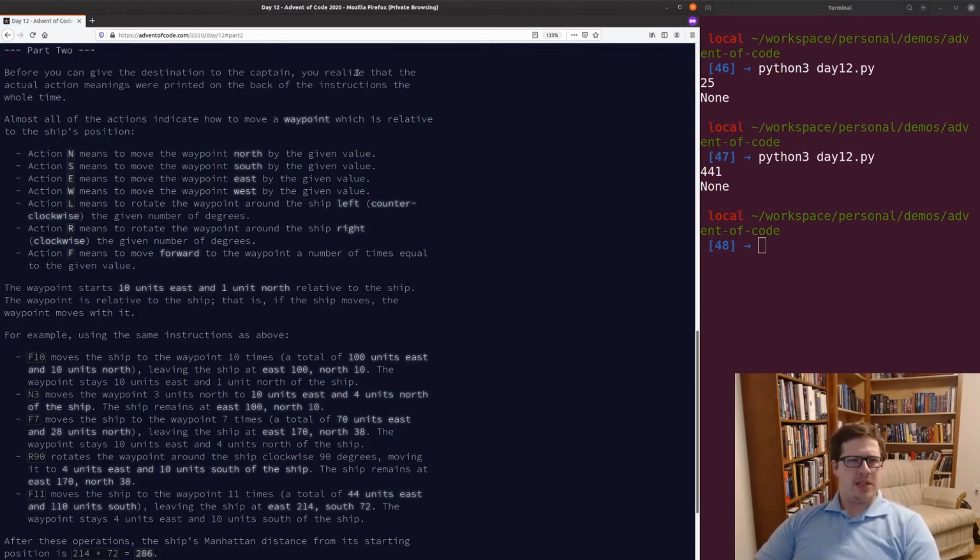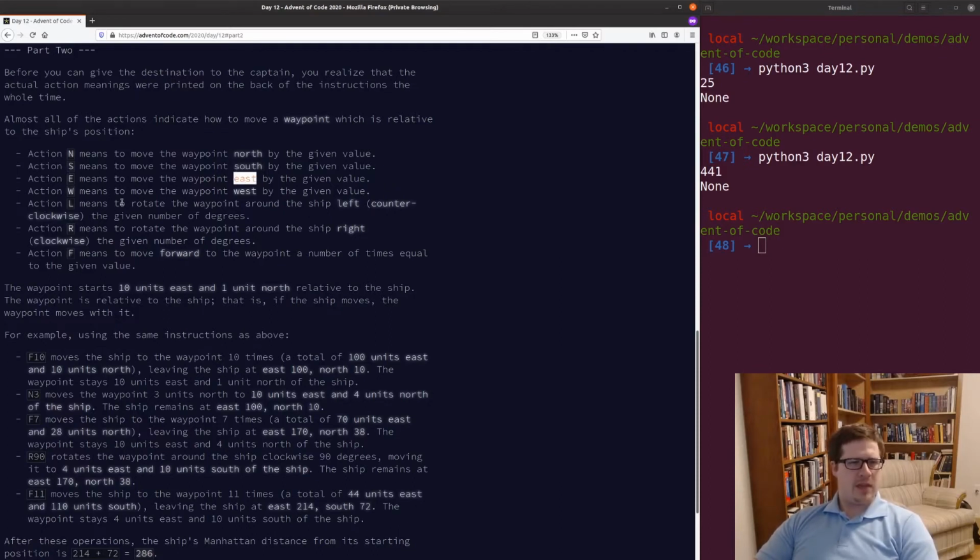Before you can give the destination to the captain, you realize that the actual action meanings were printed on the back of the instructions the whole time. Yay, so we just didn't read the instructions. Almost all of the actions indicate how to move a waypoint, which is relative to the ship's position. So there's another point that we're going to be moving. Action N means to move the waypoint north by the given value. Action S means to move the waypoint south by the given value. Likewise east and west move the waypoint.